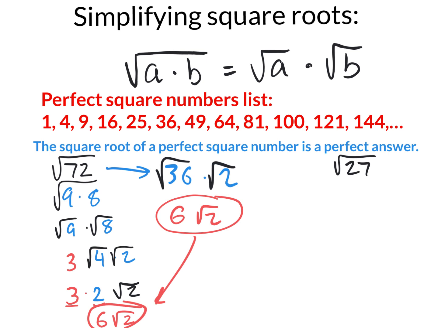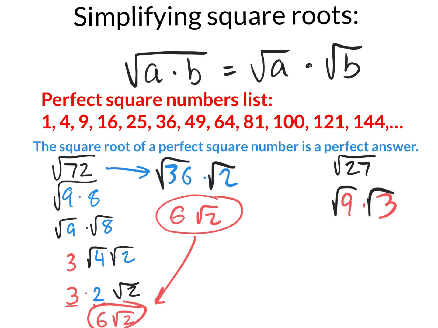Anybody? 9 times 3, right? So 9 is a perfect square number, and there is no higher one, right? Like 16 times something gives you 27? No. 25? No, for sure. It's too big. So 9 is the highest perfect square number. So the first number that popped up in your head, 9 times 3, that's the correct combo.